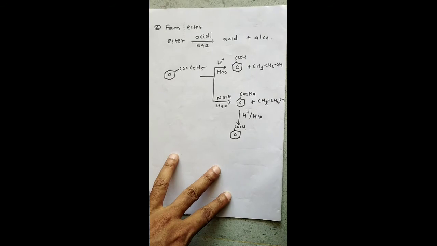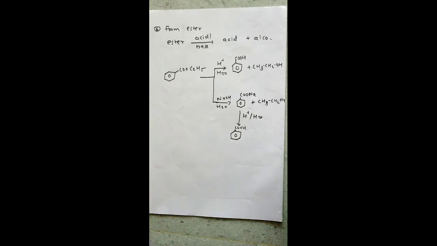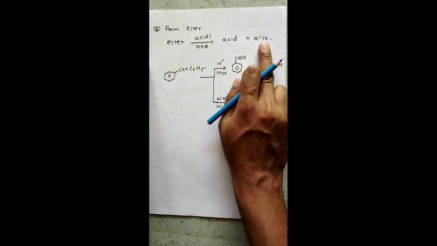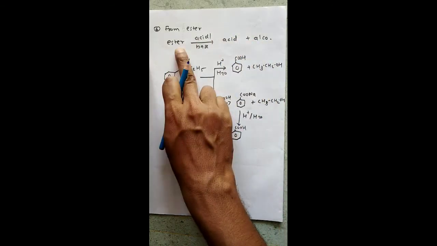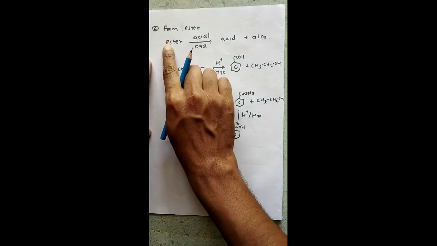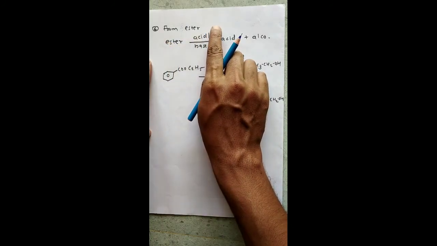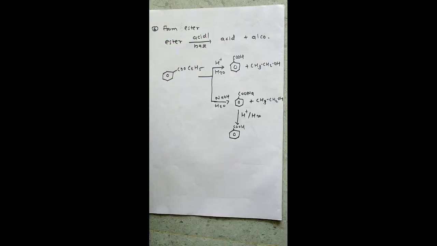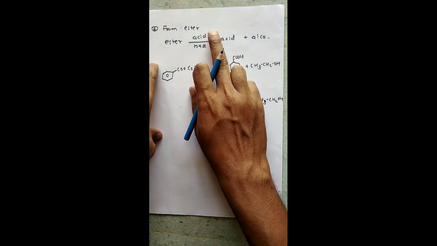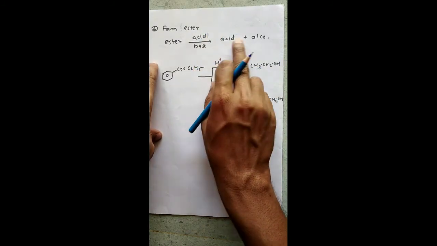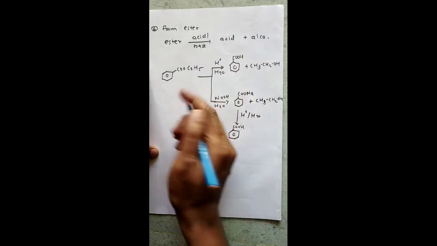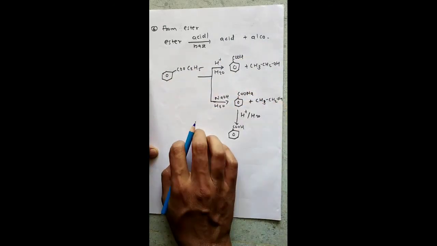Now the last preparation is from esters. Now ester, as you know, is prepared from acid and alcohol. So it is the reverse reaction of esterification. Again, it is the reverse reaction of esterification. When ester breaks in presence of acid or base, it gives acid and alcohol. Check out the reaction here.